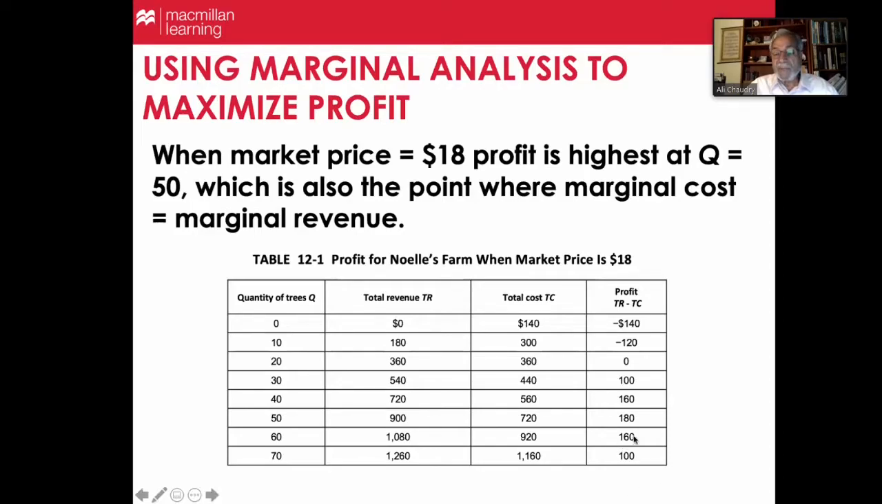Now, as they go beyond 50, you go to 60, it turns out that their profit actually drops to 160. So where's the maximum profit? What's the level of output where the maximum profit is realized? 50. It is 50 trees. So this is the point where marginal analysis will tell us that the marginal revenue is equal to marginal cost. That is, the additional revenue you bring in for selling one more tree is equal to the cost of selling that tree. All right?